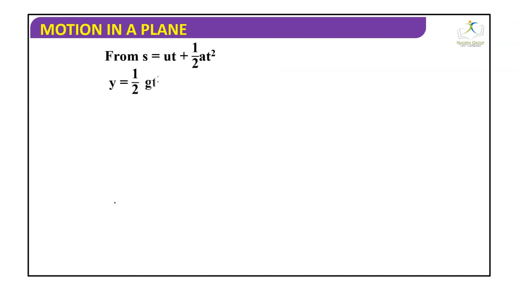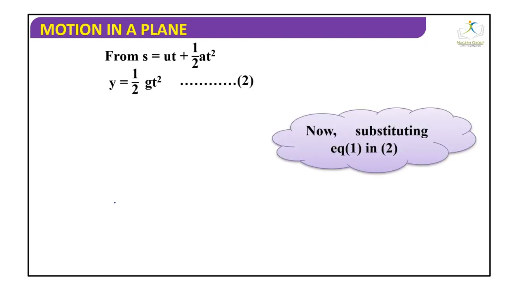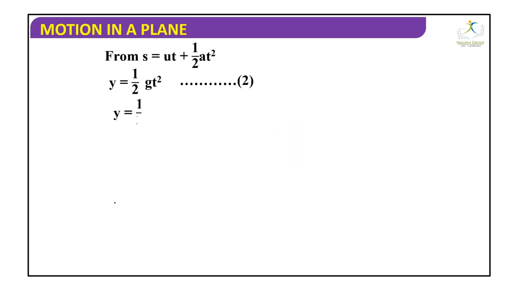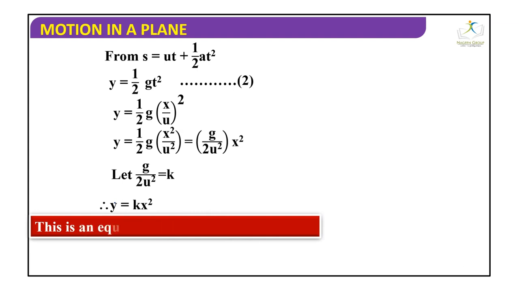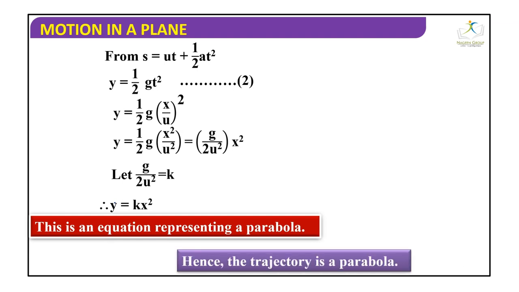So from s is equal to ut plus half at square, y is equal to half gt square, which is the second equation. Now substituting equation 1, y is equal to half g (x by u) whole square. So y is equal to half g x square by u square. From here we can say g by 2u square is a constant times x square. So let g by 2u square be equal to k. So we get y is equal to k times x square, and this is the equation representing a parabola. What is the difference between the before and after cases? In the earlier oblique projectile case, we got the displacement equation in terms of theta. But here, as you can see, there is no theta term present. Hence the trajectory is a parabola.